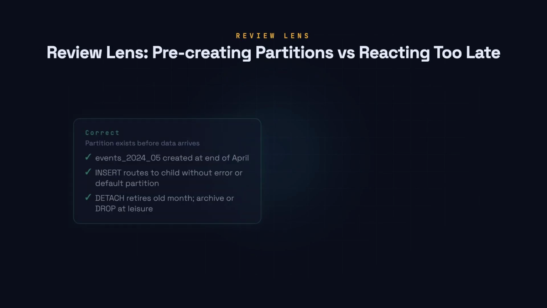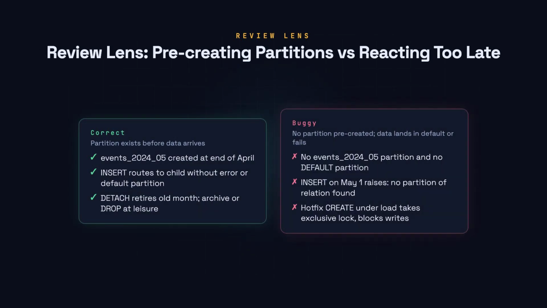The classic PR mistake is creating a partition only after an alert fires. Without a matching child and no default partition, Postgres raises an error for every insert that crosses the boundary. The emergency fix, creating the partition under load, grabs a heavier lock and blocks writers.